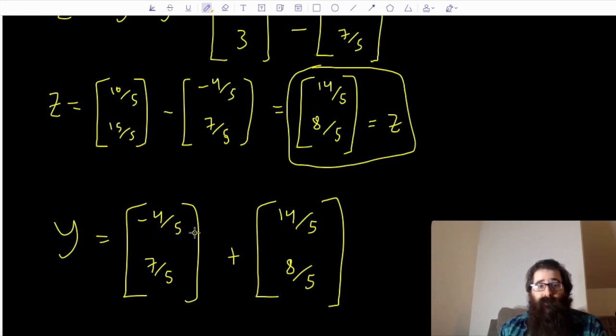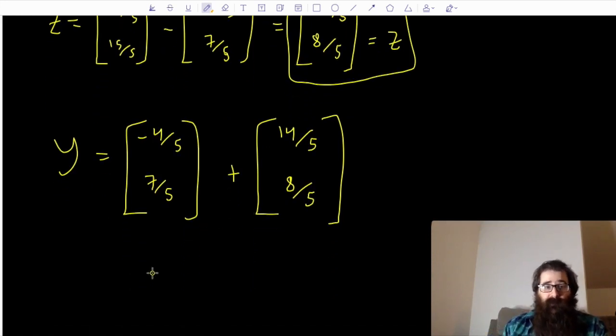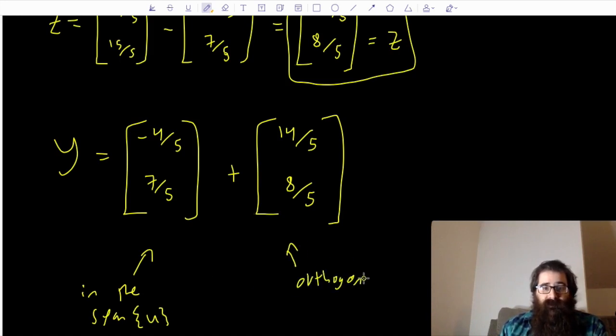These are orthogonal vectors. And I have that one of these vectors, namely y hat, is in the span of vector u. And this other vector, z, is orthogonal to vector u. If you did the dot product of these two vectors, the dot product would give you 0. So I could say here y is equal to y hat plus z, but that y hat dotted with z should give us 0. And you can check that.